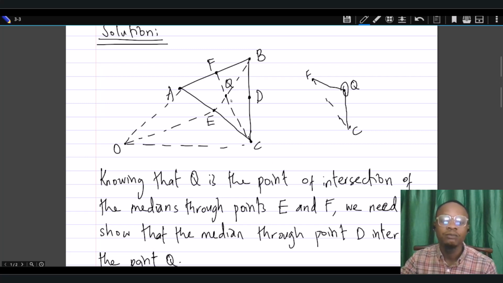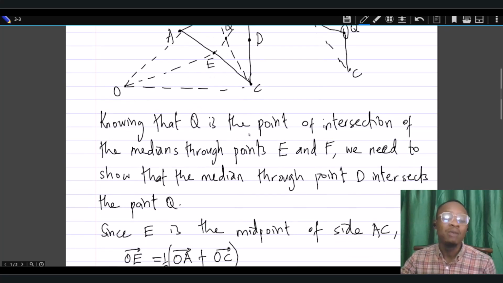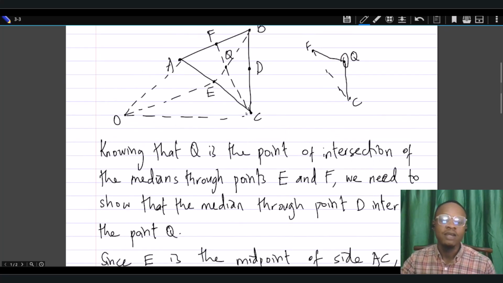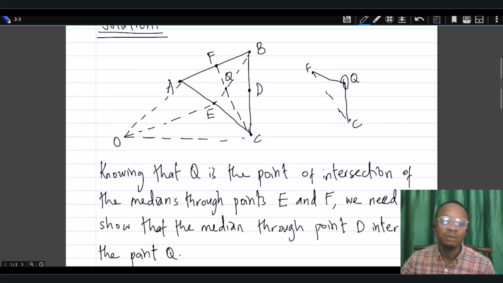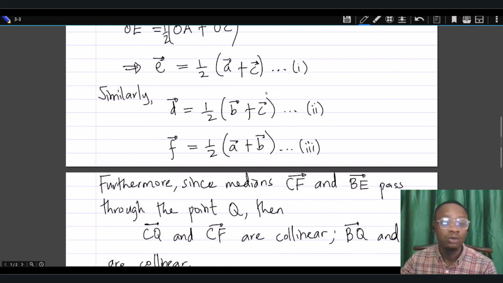We can also write CF as being a multiple of CQ. In that case, we'll have a number that is greater than 1. If we write CQ as a multiple of CF, we have a number that is less than 1. It doesn't matter. What's important is consistency. So if we are taking CQ as a multiple of CF, then for consistency we should also take BQ as a multiple of BE. Once that consistency is there, there is little or no room for confusion.